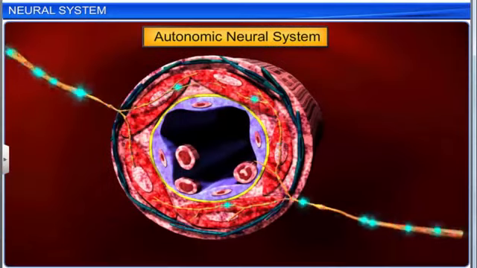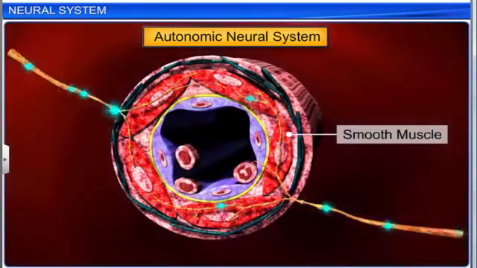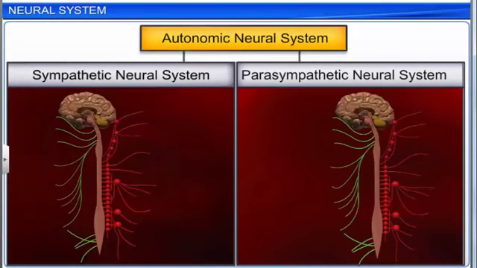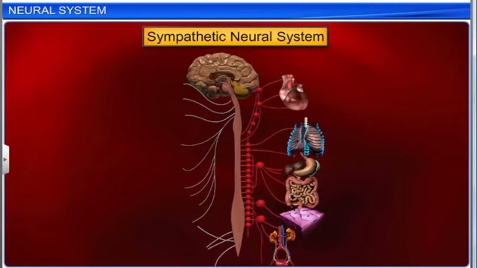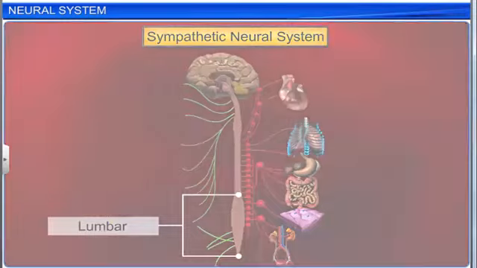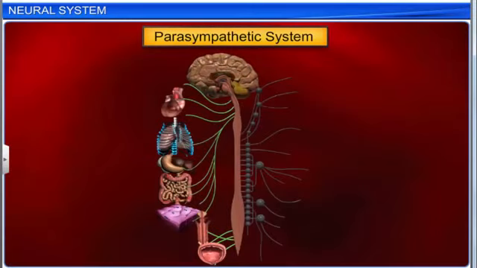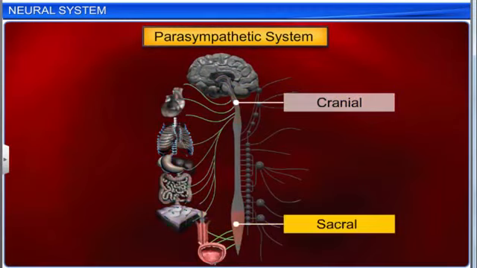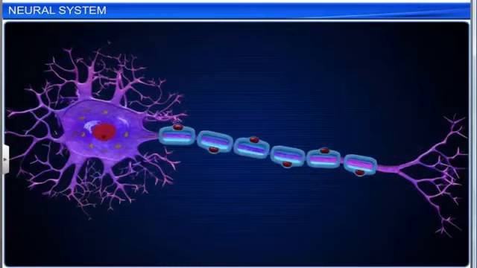This is because the nerve fibers of the autonomic nervous system extend up to the visceral organs and smooth muscles of the body. The autonomic neural system is further classified into the sympathetic neural system and parasympathetic neural system. The sympathetic system comprises the neurons of the thoracic and lumbar regions. The parasympathetic system comprises the cranial and sacral neurons. Let's look at the structure and types of neurons now.